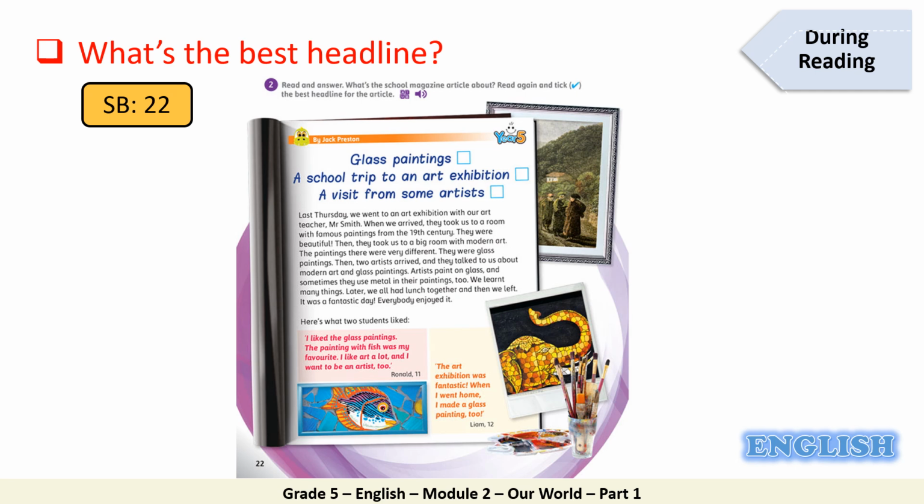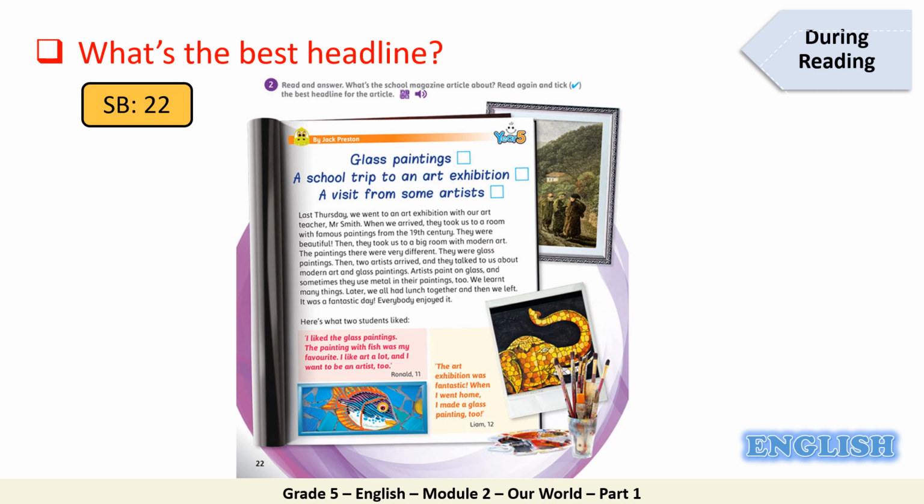Now that we've finished learning and practicing the new words, it's time to start reading. So please go back to your student book, page 22. What can you see here in page 22? It's a magazine. Excellent. What type of text is this one? Is it a song? No, it's an article. Good job.